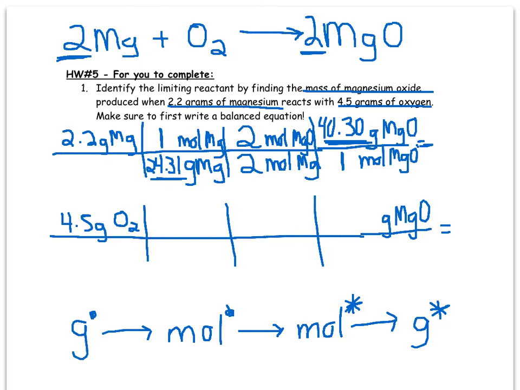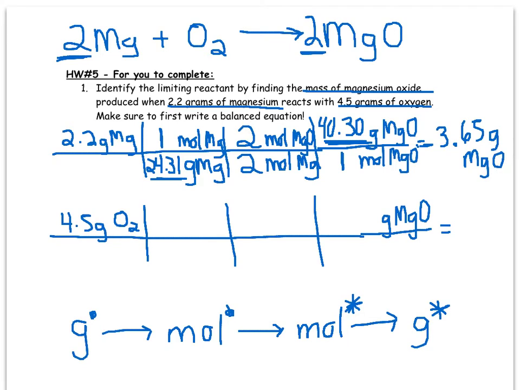To complete the problem, I'm going to multiply everything on the top, so I'll multiply 2.2 by 2 by 40.30. Then hit equals on your calculator. Then you're dividing by 24.31, then hit equals, and finally divide by 2. Do that problem until you reach the answer of 3.65 grams of magnesium oxide. That is your first answer.